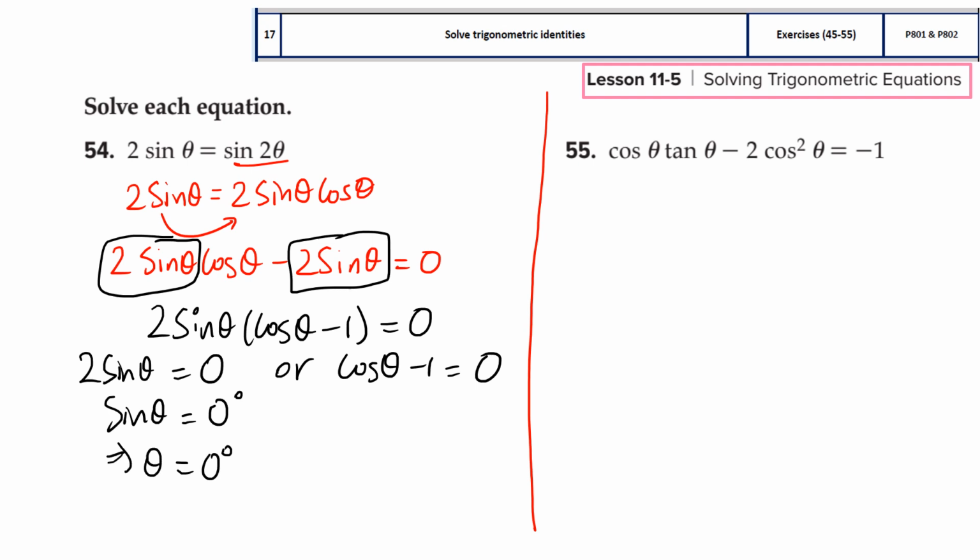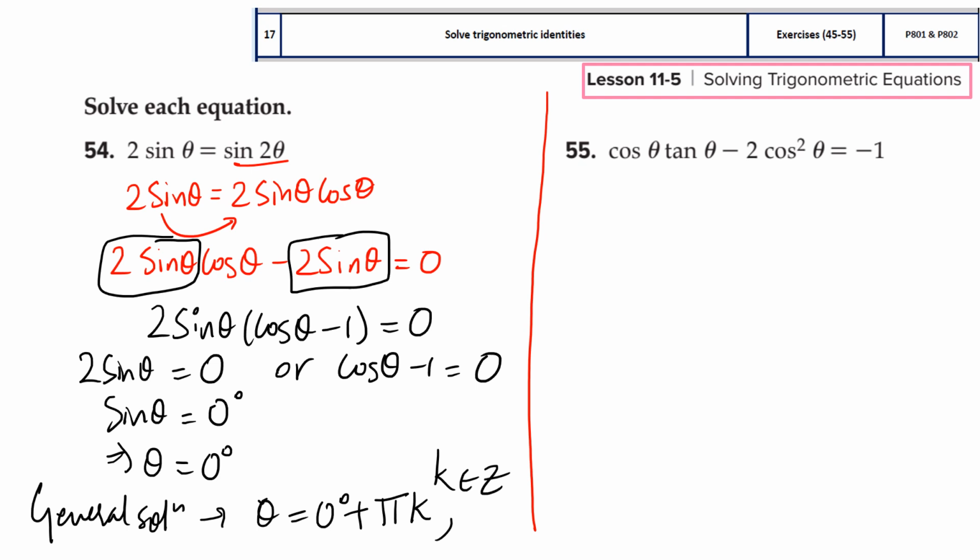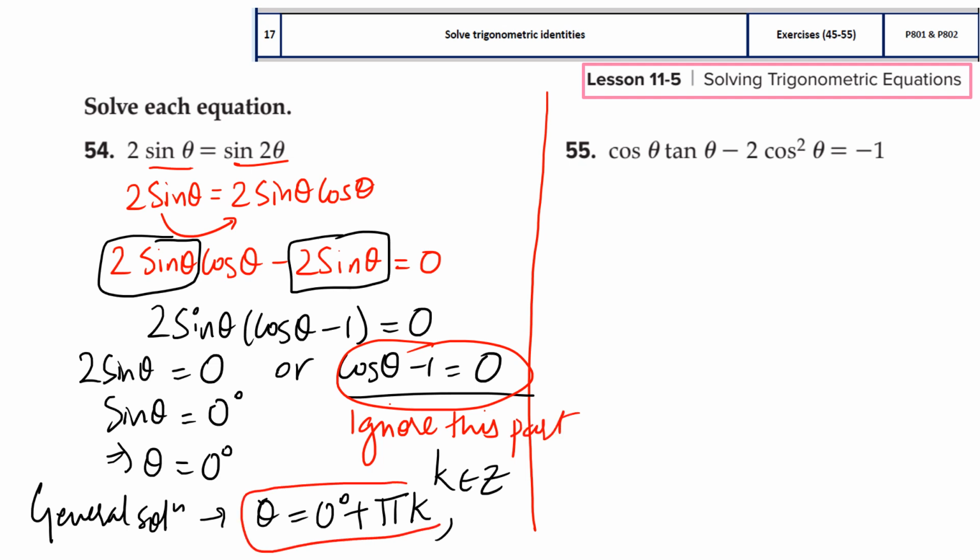So we will now give the general solution. This is the particular solution. So the general solution will be theta equal to 0 plus pi k, where k is any integer. Now will you get a solution from this other part? The equation was in sine. So can cos give you a solution? No. So we will ignore this part. So this is my final solution: theta equal to pi k, where k is any integer.